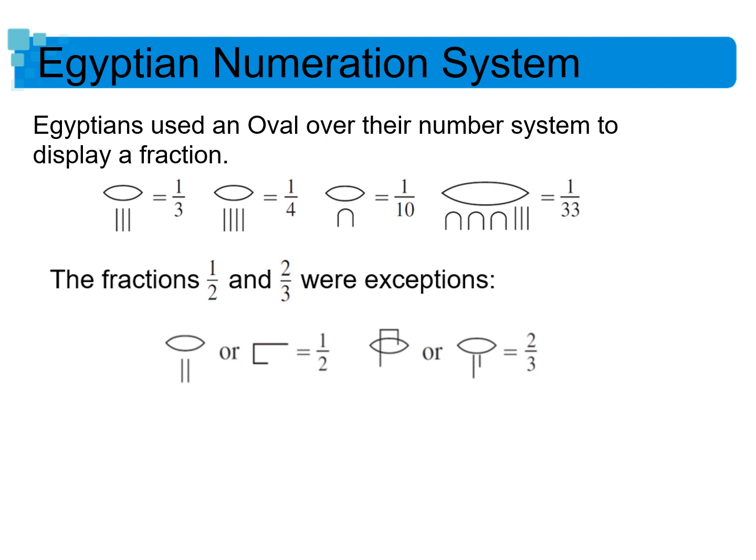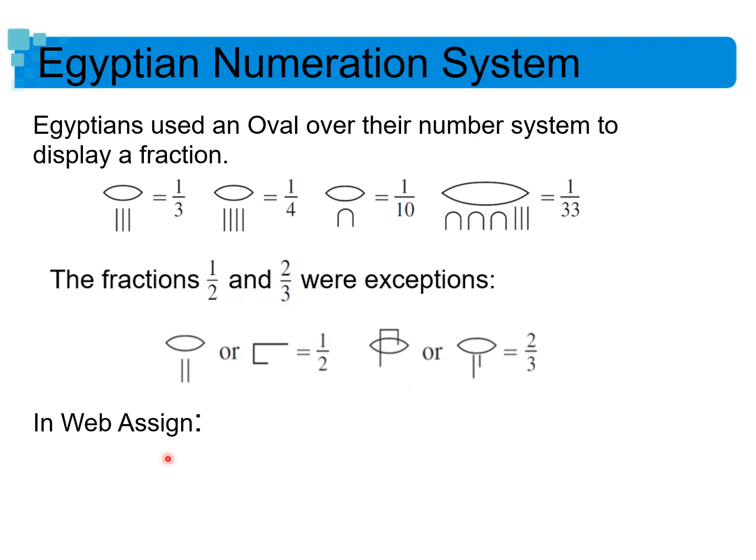So 1/2 you could rewrite as 1 over these 2 hash marks, but they also had this little whatever you want to call that right there. It represents 1/2, and then this also represents 2/3, and so does this. This represents 2/3. So they had a couple of different unique representations for these fractions.